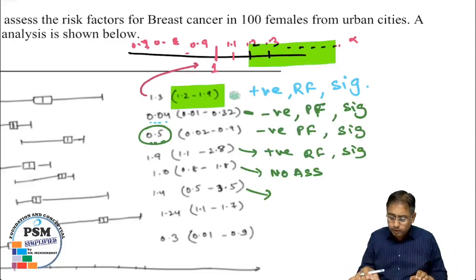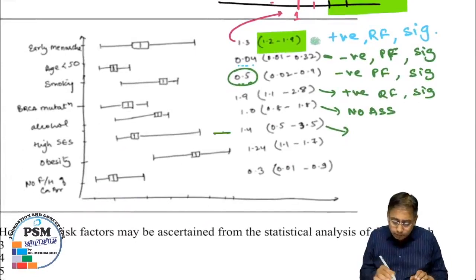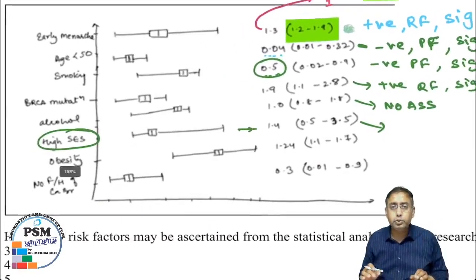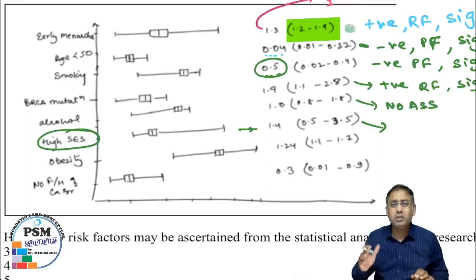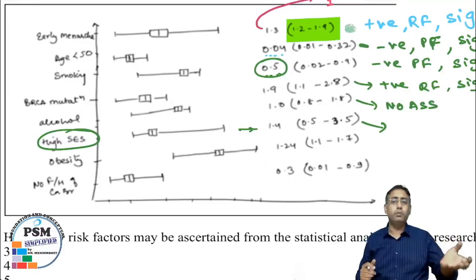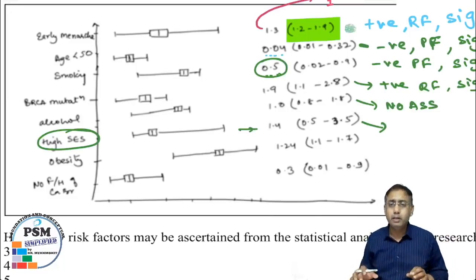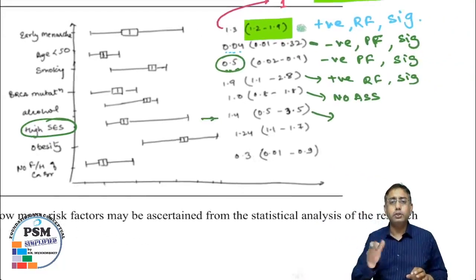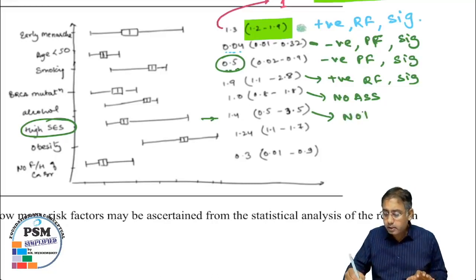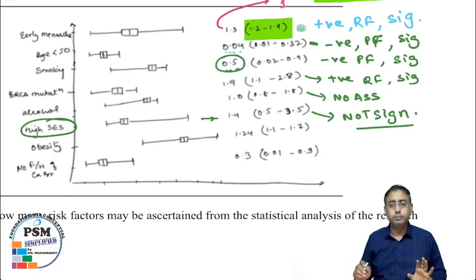This type of factor, high socioeconomic status, does not carry any meaning. Sometimes it may prove to be a risk factor in some studies, sometimes it won't. It is largely dependent on many other variables. So therefore this odds ratio is null and void. We don't use this odds ratio. This is not a significant odds ratio.